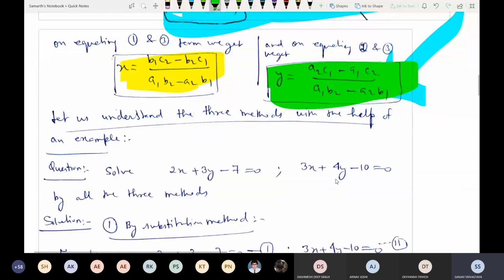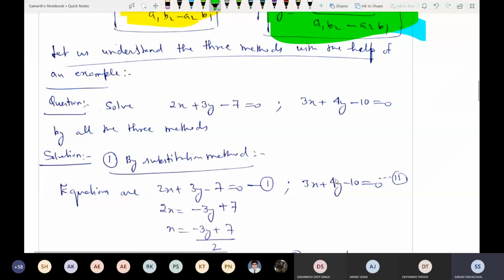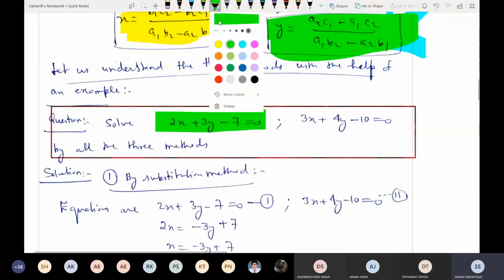I have taken one case: solve 2x plus 3y minus 7 equal to 0 and 3x plus 4y minus 10 equal to 0 by all the three methods, as I told you. First of all, by substitution method. Here I have written the two equations, 2x plus 3y minus 7 equal to 0, and 3x plus 4y minus 10 equal to 0.